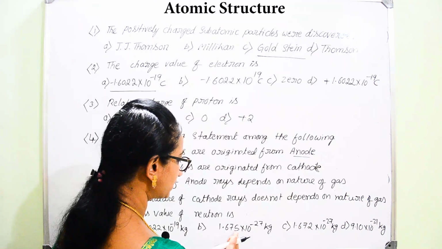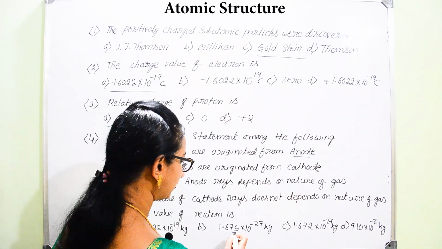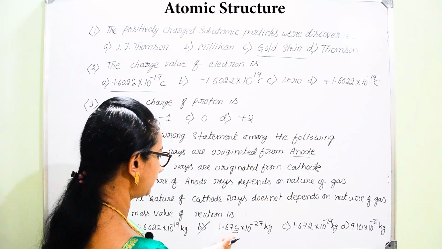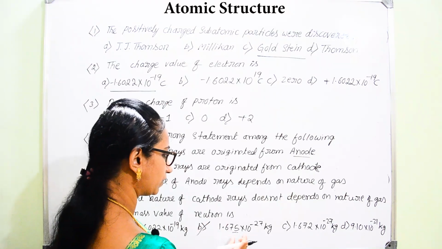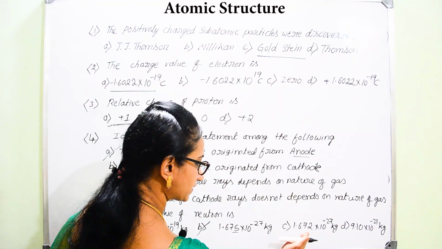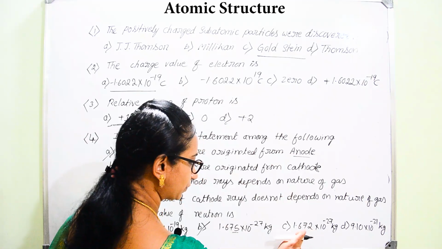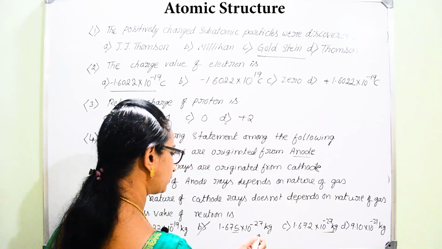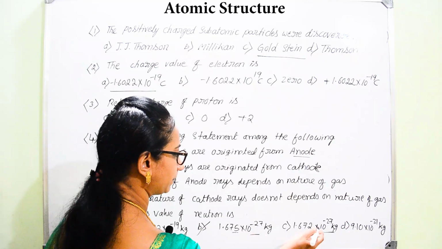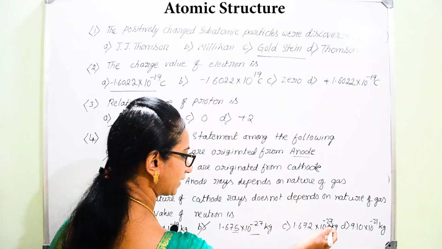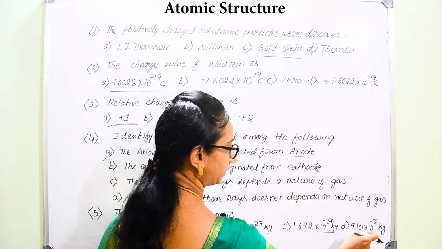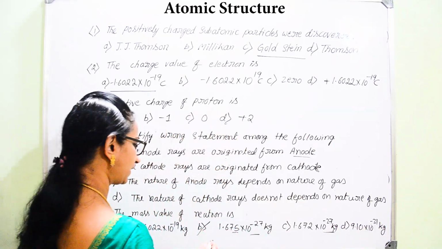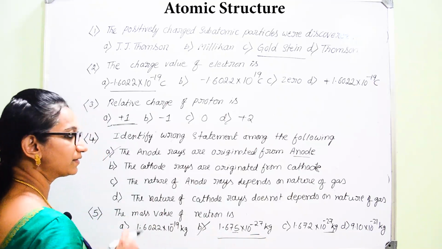It is 1.675. It is a little bit higher value at the third decimal. It is the right option, that is the mass value for neutron. Whereas this value represents the mass value for proton, that is 1.672. But for both protons and neutrons, the power of 10 is the same, that is minus 27. Here also minus 27. But the last option is meant for the mass value of electron. Therefore, which is the right option? Option B is the right option.